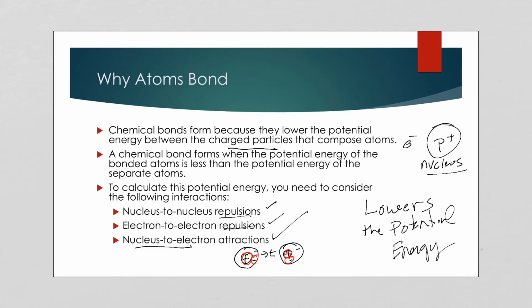So the atoms get close, but not too close, and ultimately this will result in bond lengths. The atoms are not as close as they can possibly be. There's an ideal distance that balances these repulsive and attractive forces. Okay, so that's a little bit about why atoms bond, and ultimately it comes down to it being more stable.